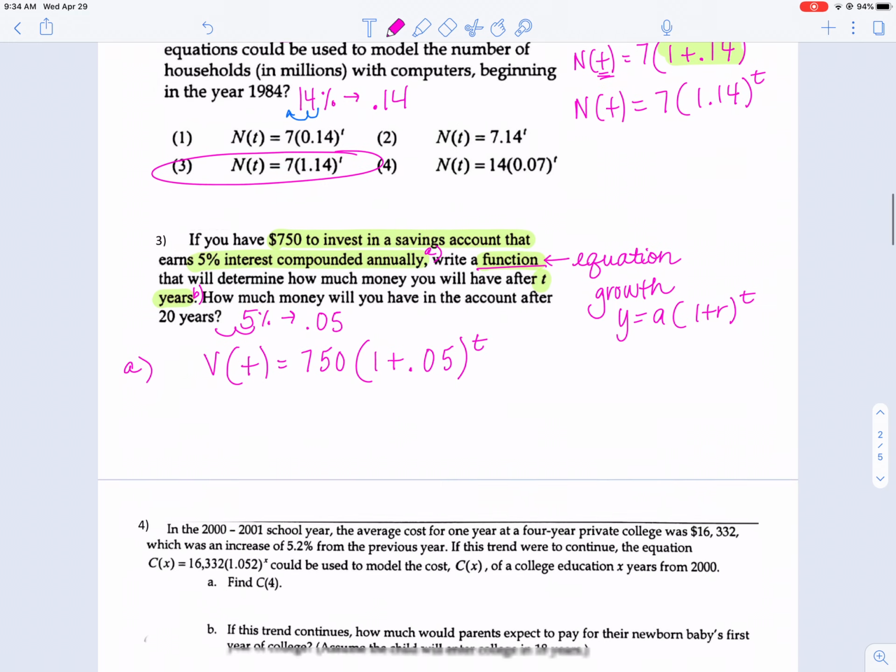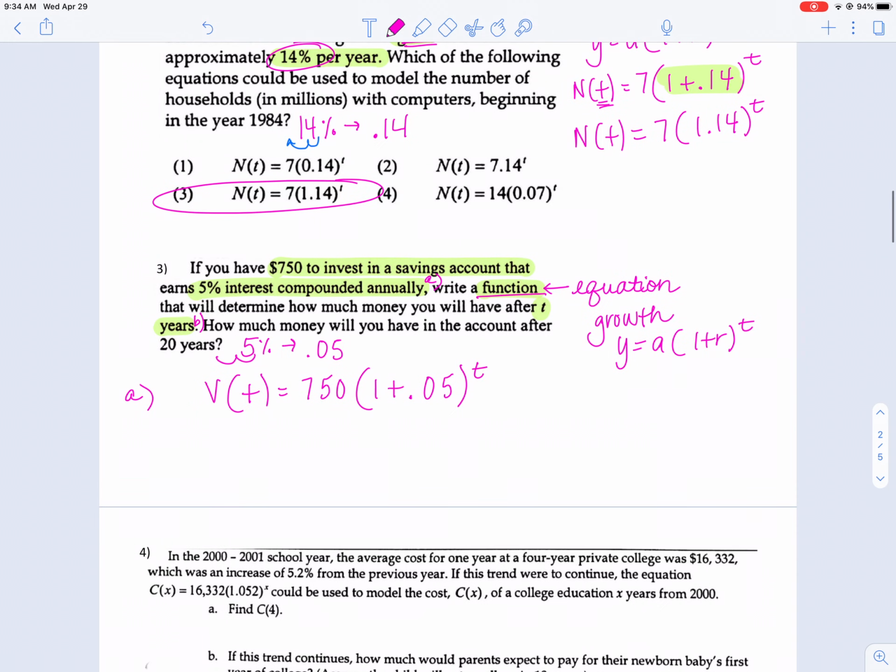Now, part B. How much money will you have in the account after 20 years? Okay, so what is represented by 20 years? T, time. 20 years is time. So all that means is if I plug 20 in for time, I do 750 times 1.05. I don't have to make it 1.05. You could keep it as 1 plus 0.05. And I'm going to raise it to the 20th power.